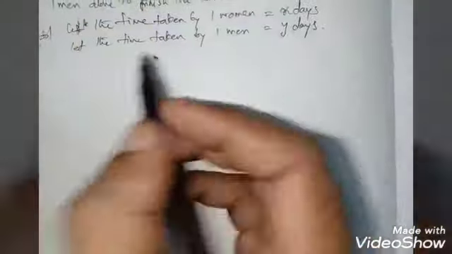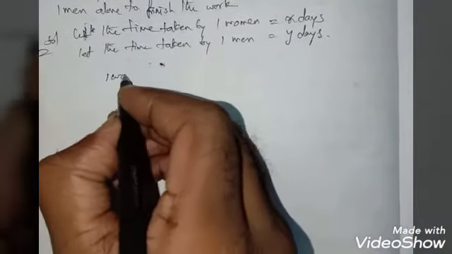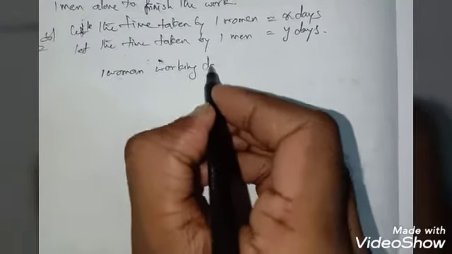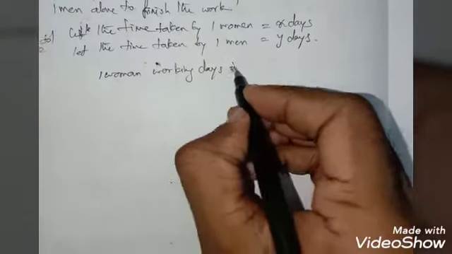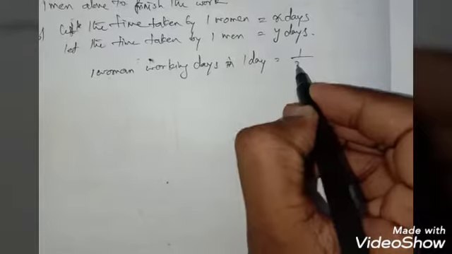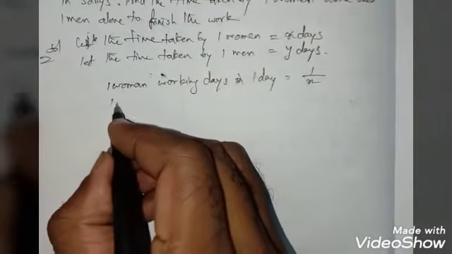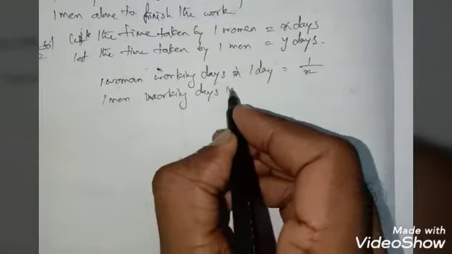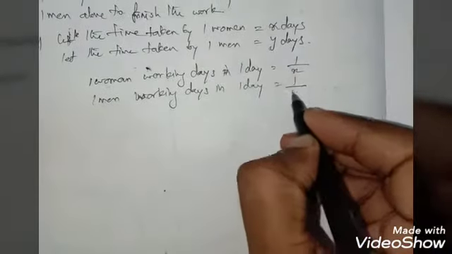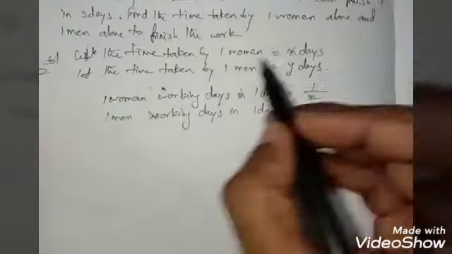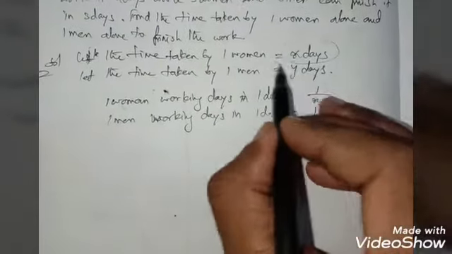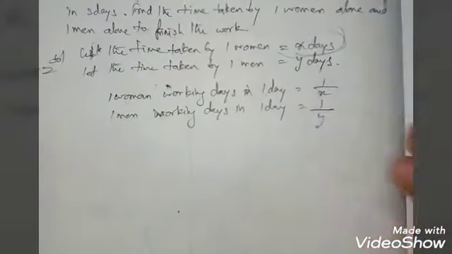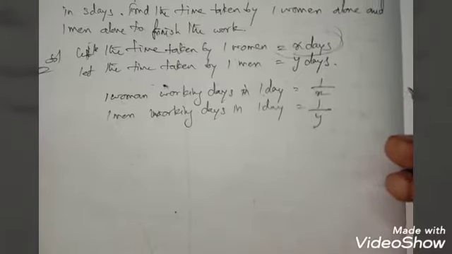After getting this, 1 woman's work in 1 day we can write as 1 by x, and 1 man's work in 1 day is equal to 1 by y. So why am I taking 1 by x and 1 by y? Here x is the total number of days for 1 woman. We don't know what work is done in 1 day. That's why we take the 1 day's work for the woman as 1 by x, and for the man as 1 by y.